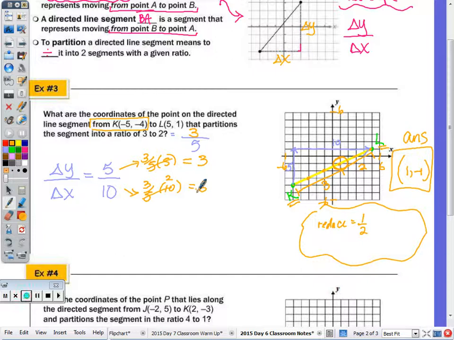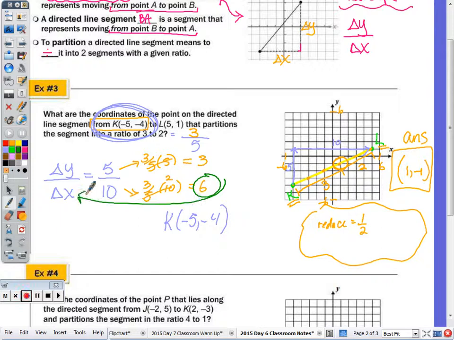To finish this problem, if you had to do it by hand, you would take your original point, K, which is (-5, -4), and I would add the 6 to the x value, and then the 3 I would add to the y. You see, when you add 6 and add 3, you get (1, -1), the same answer as if you do it by the graph.